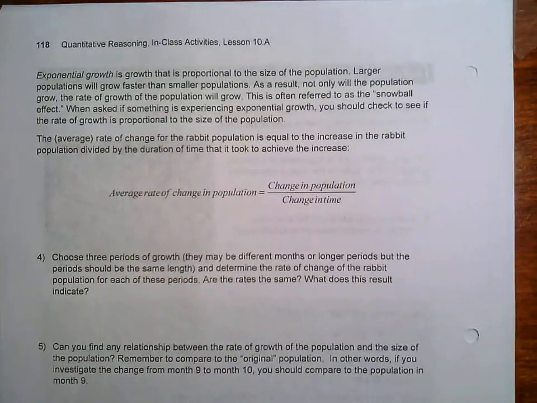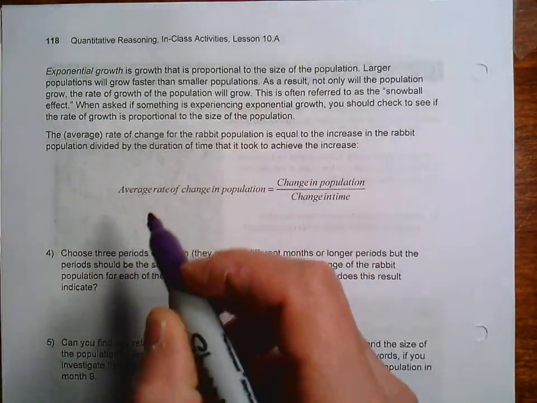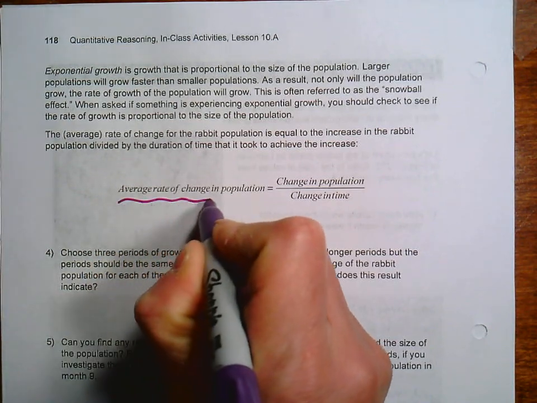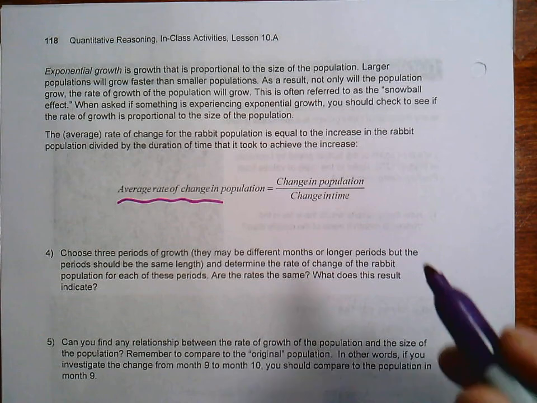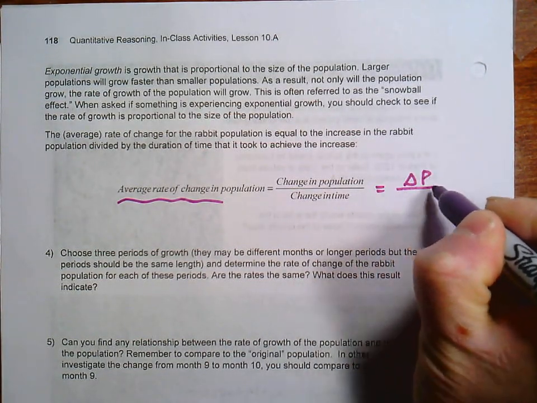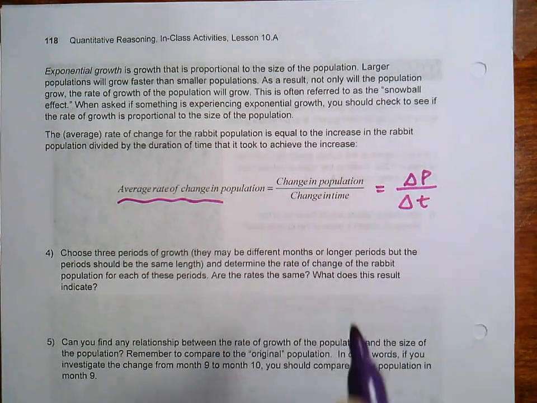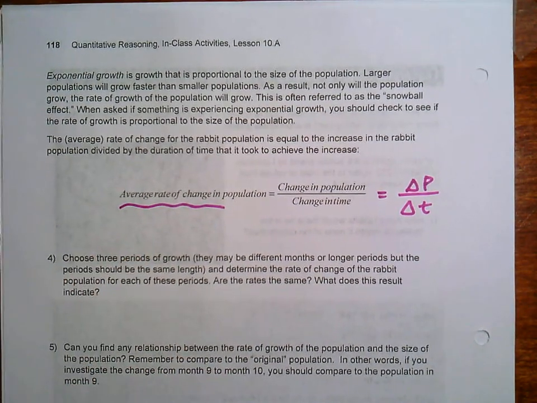Let's look at page 2. This is where most of the mathematics is going to happen. This is talking about the average rate of change of the population. Symbolically, we can write this as the change in the population over the change in time. This is just the symbolic way to see this. We have a couple of questions here that we can answer.